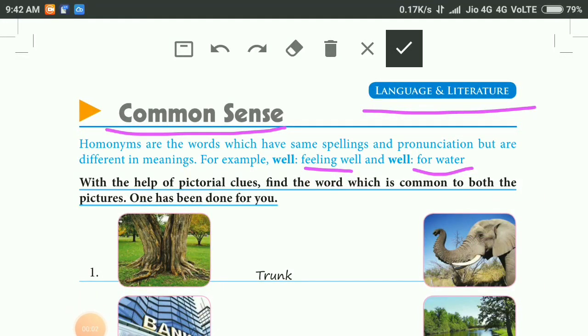Good morning, children. In this class of GK, today also we will upgrade our knowledge related to language and literature. This page is about common sense. You can see here.